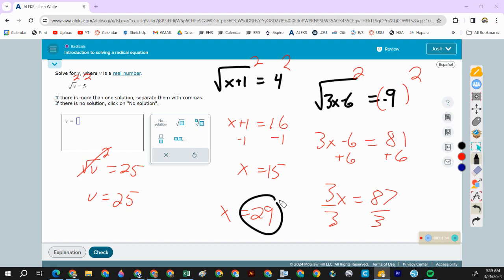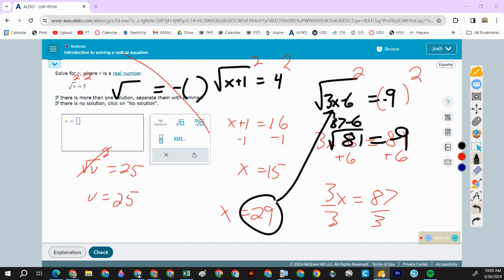So let's stick this in here and see what happens. 29 times 3 is 87, and 87 minus 6 is 81. Is the square root of 81 equal to negative 9? No. So my algebraic process of solving for x squared a negative, and then that gave me an answer that isn't actually correct. So anytime you have a square root equals a negative number, then that has no solution.